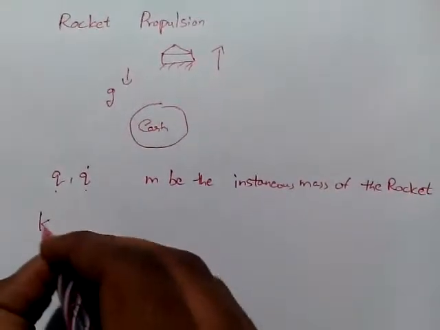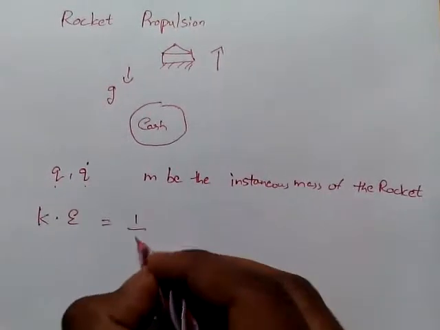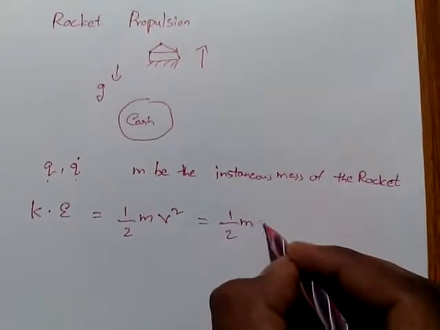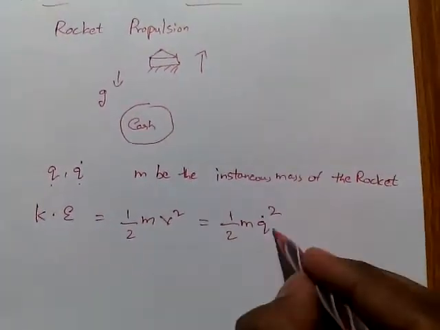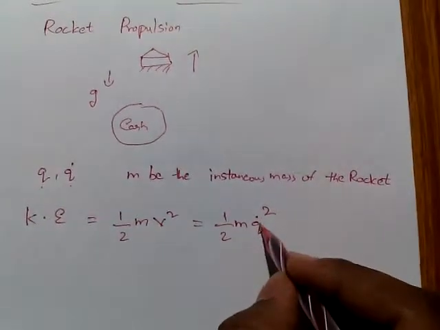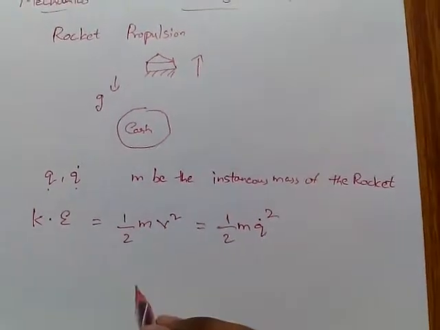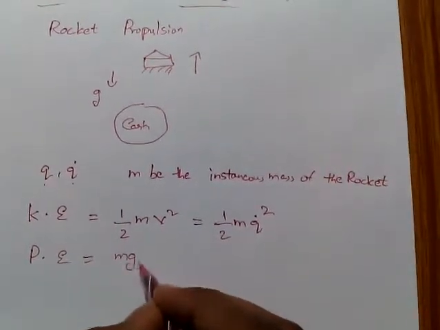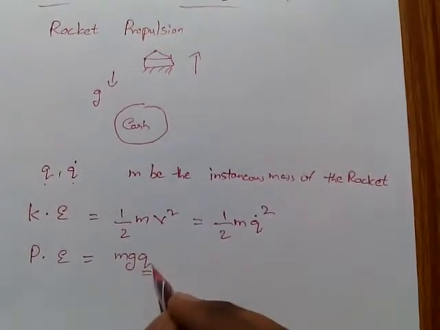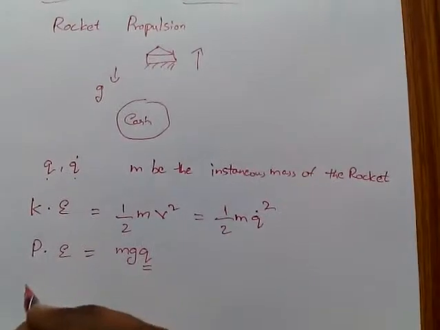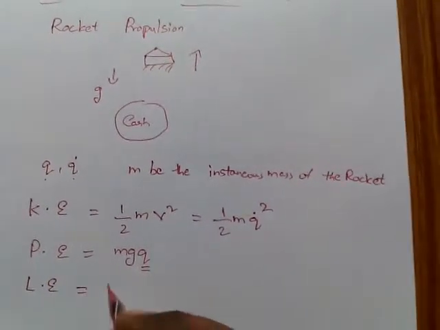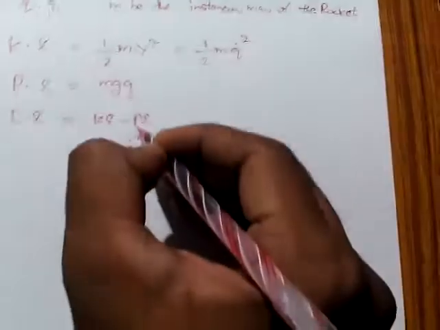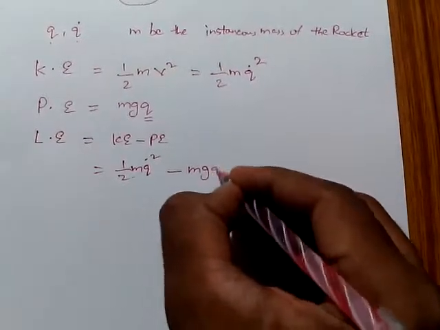Now I am defining the kinetic energy of this rocket, which is half into m into v square. We can replace the velocity with q dash, so half into m into q dash square. I am writing q dash is equal to q dot. Q dot is none other than the velocity, and we know that the potential energy of this rocket is equal to mgq, where q is the position. And now I am writing the Lagrangian, which is KE minus P, which is half into m into q dash square minus mgq.